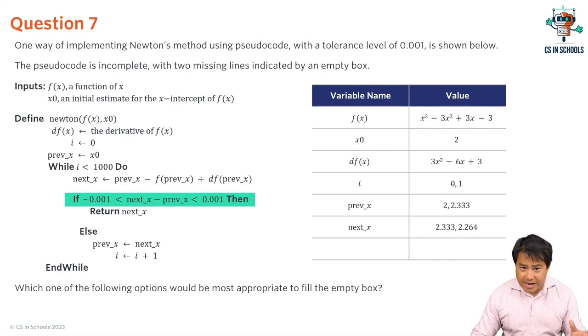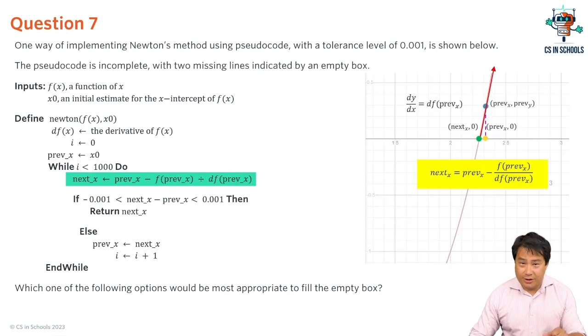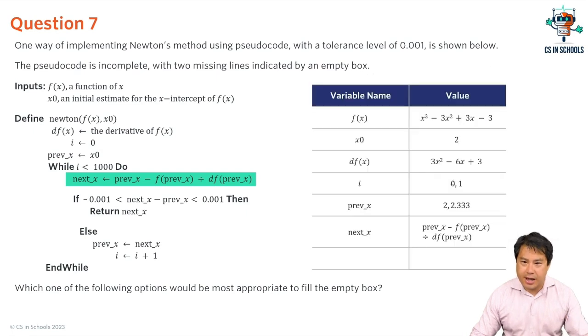Okay, so we come down to these two lines of code once again. We're going to calculate the gap between next x and previous x. We take previous x away from next x, and we get negative 0.099. So notice this time the gap is negative. If we go back and take a quick look at the graph, we can see that the green dot is to the left of the yellow dot, which means that the next estimate is less than the previous estimate. So that's where we can get a negative gap.